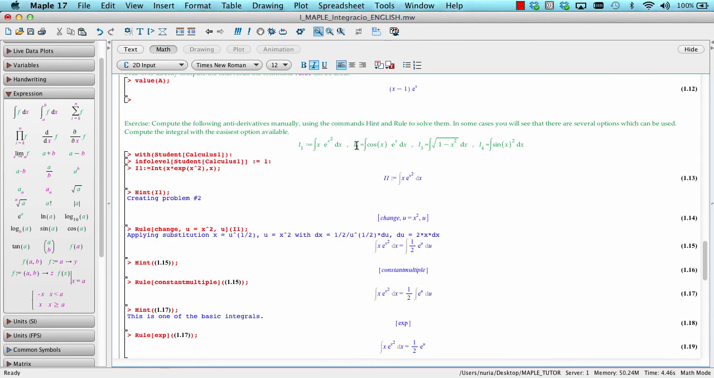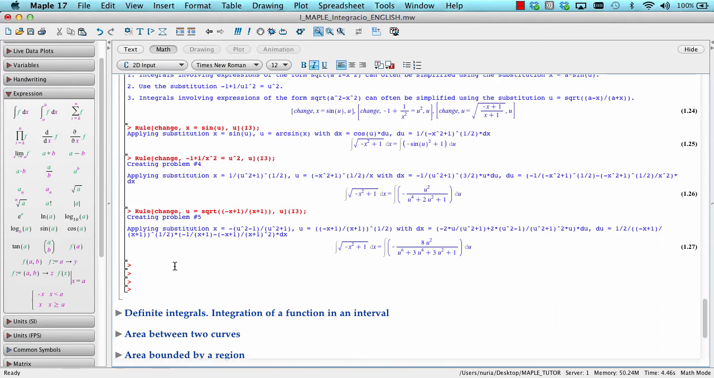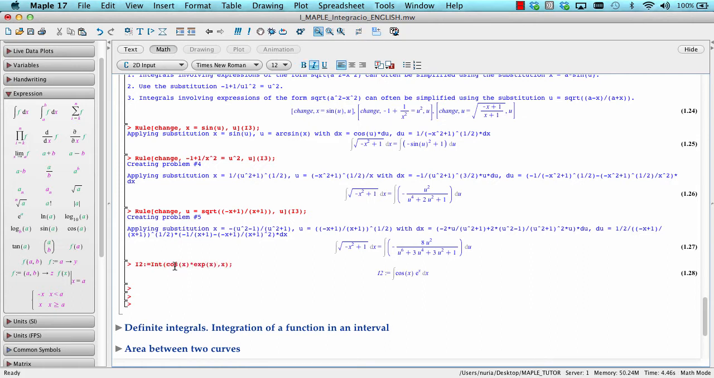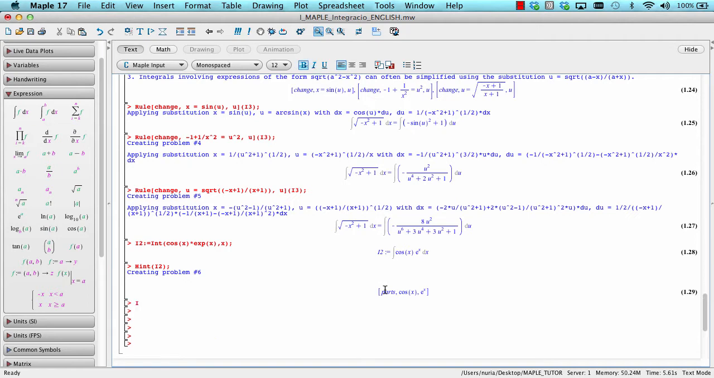If you want, for instance, to know how to compute another integral, cosine of x times e to the power x, so you come here, I'm going to use a2, the integral of cosine of x times the exponential of x. Then you go and ask for help. This integral is solved by parts. And for instance, another one, 1, 2, 3.